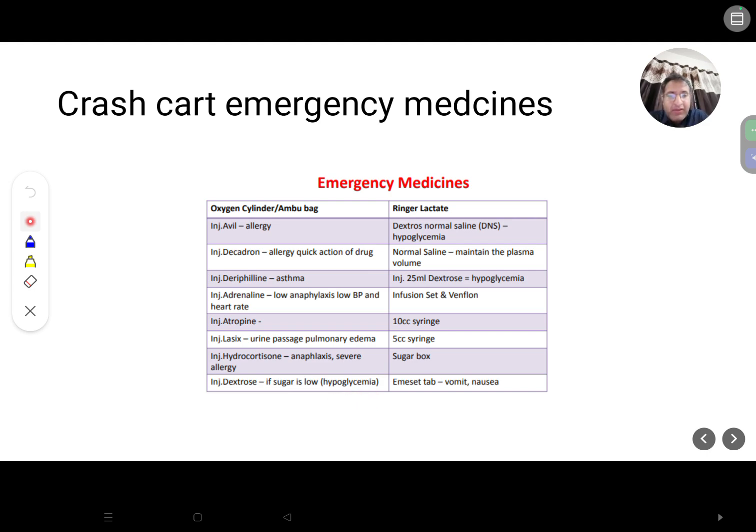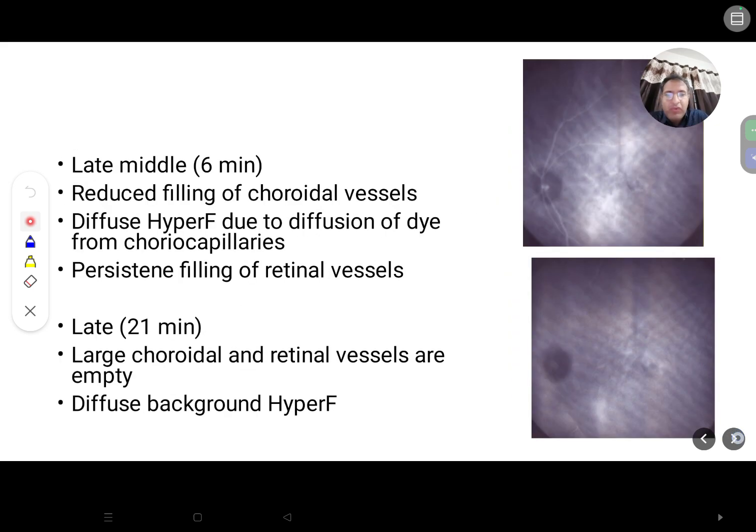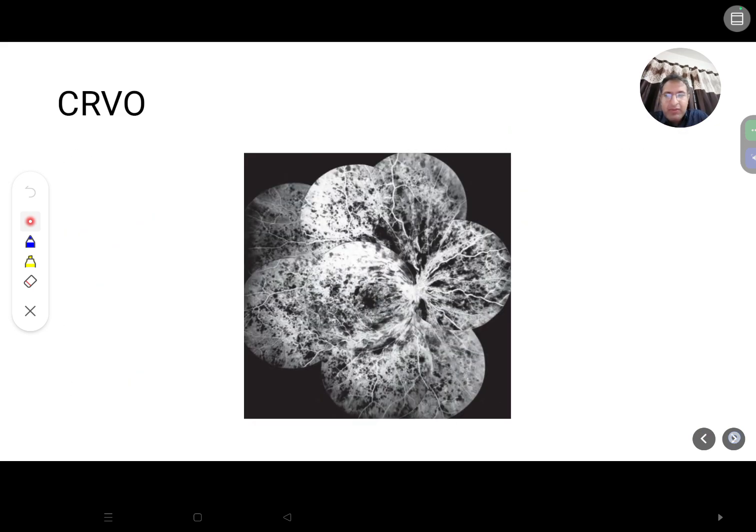And other things, we have to keep fluids ready, and syringes and an antiemetic tablet for nausea and vomiting. So next we will go to the examples of fluorescein angiography.